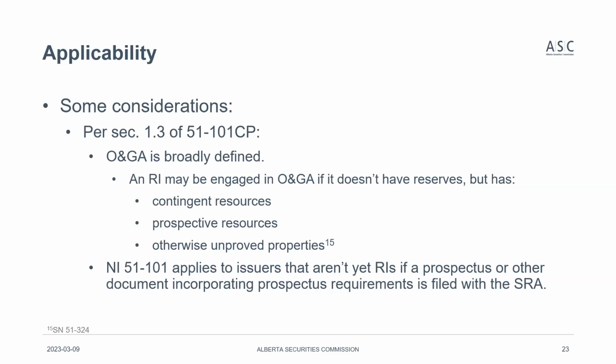It also applies to issuers that are not yet reporting issuers if they've filed a prospectus or other document that incorporates prospectus requirements with the securities regulatory authority. So for a company that's, say, a private company in the process of becoming a reporting issuer, if a prospectus has been filed, that's the trigger. At that point, you would be considered a reporting issuer and subject to 51-101, I should say.